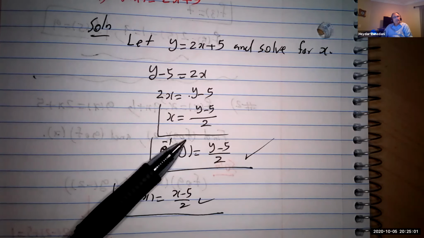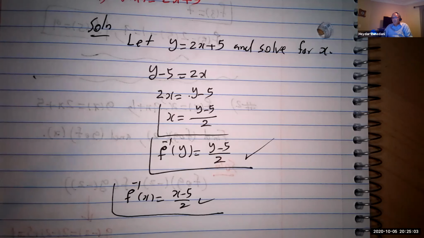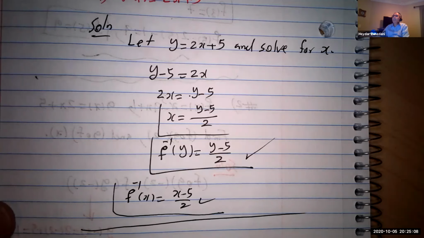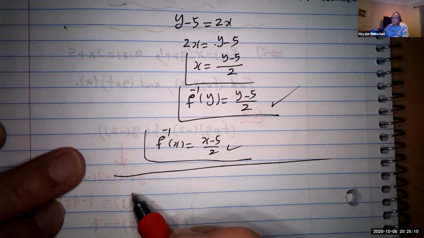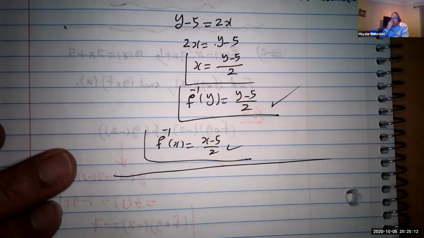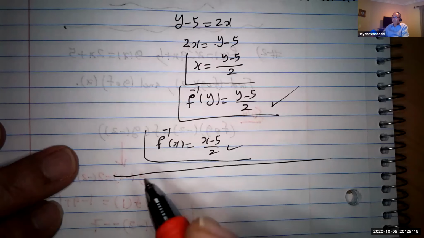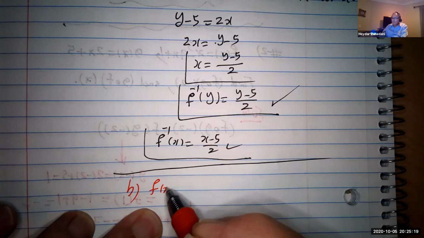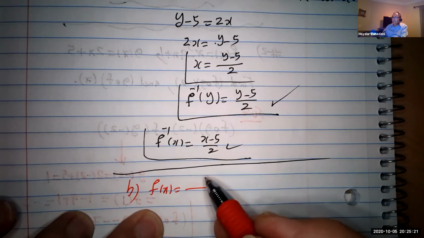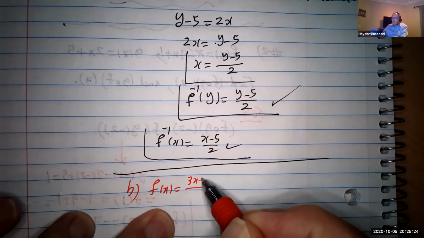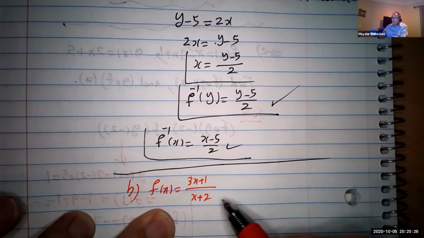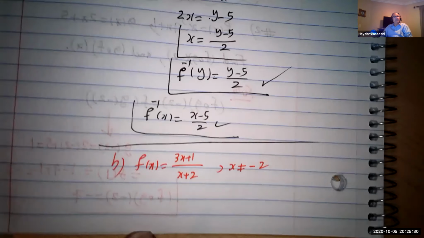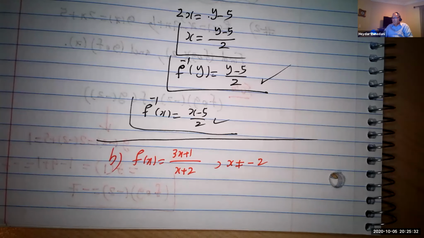That's case 1, the linear function. What is going to be case 2? Case 2 is this rational function. f of x is equal to 3x plus 1 over x plus 2. You noted that x is not equal to negative 2 because of the domain of this function.